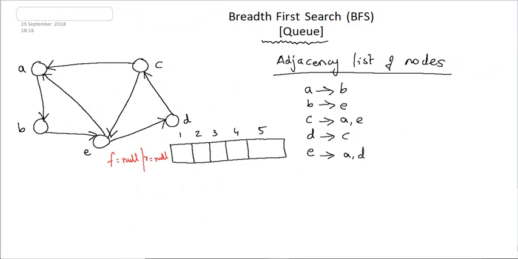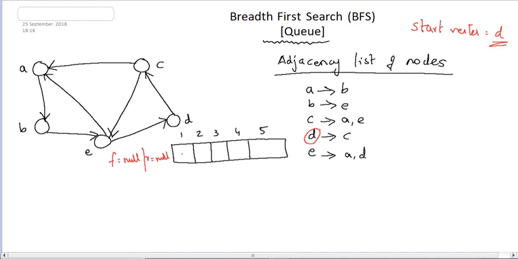Here I have to consider some vertex as starting vertex. Let me consider D. So I would like to start from D and I have to traverse. If there is no start vertex given, you can select such a vertex from where you can traverse further. D is the start vertex. I have to consider D as discovered.